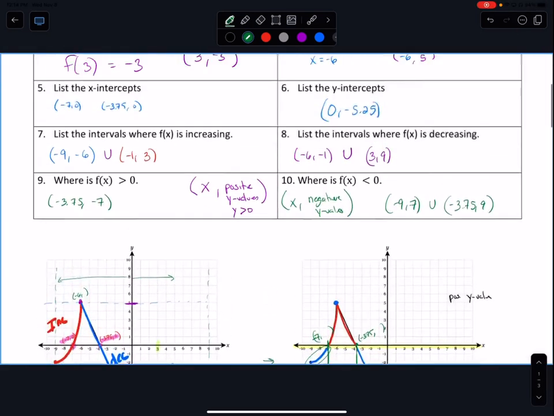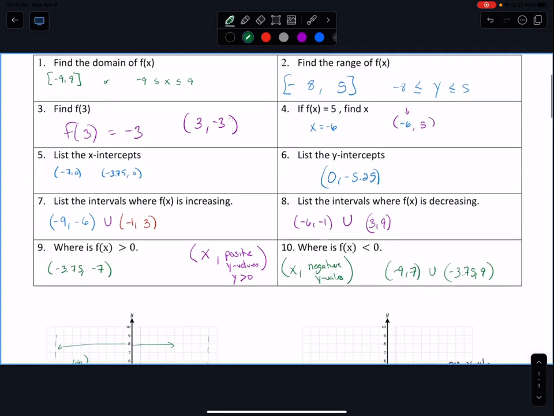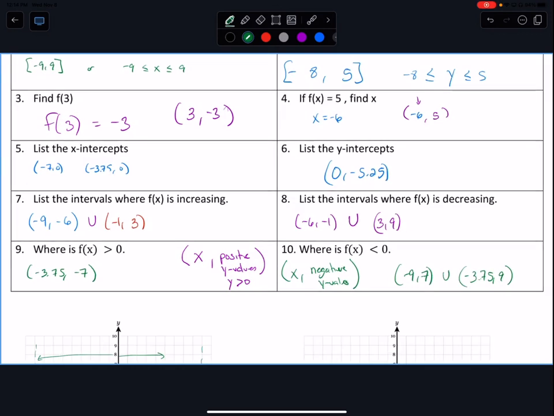So, recap. Finding your domain and range: left to right is domain, how low to how high is your range. F of 3, I'm giving you the x value is 3. Find me the y value that corresponds with that coordinate. F of x equals 5, I gave you the y value is 5. Find me the coordinate that has the y value of 5. The x-intercepts are everything on the x-axis. Your y-intercepts are everything on the y-axis.